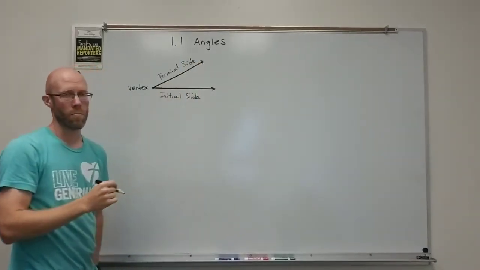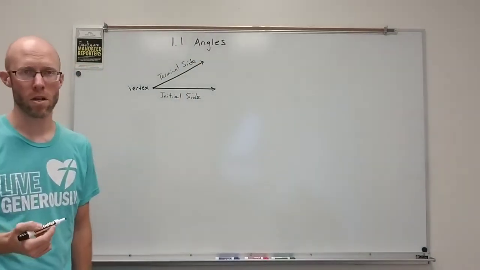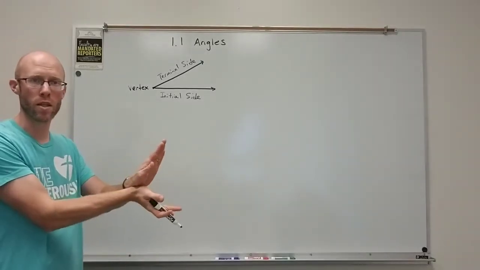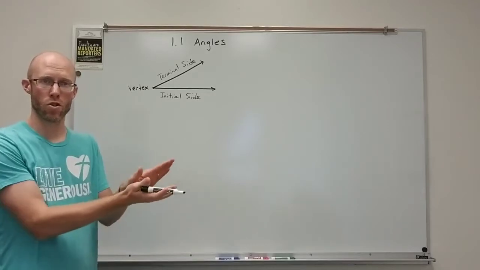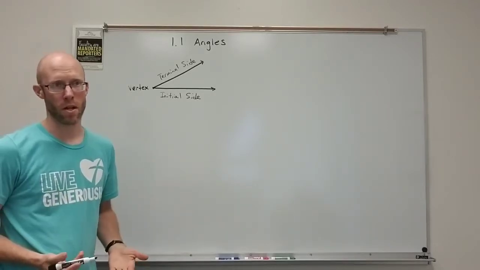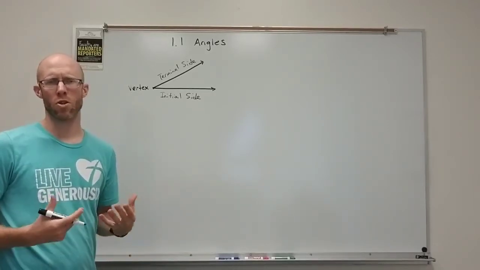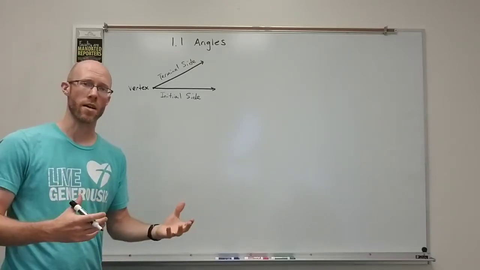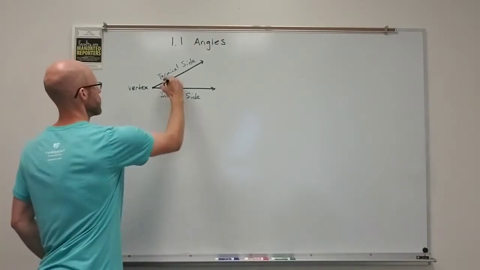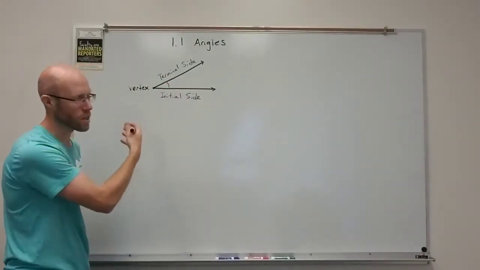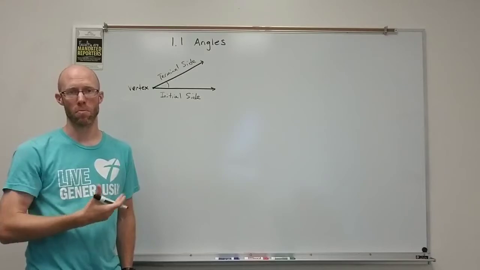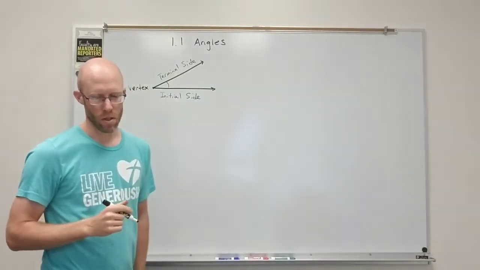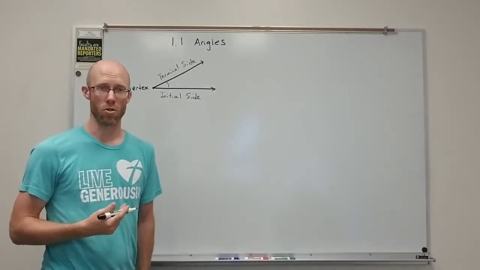Now, angles can be measured. The greater the opening between them, the greater the measurement. The smaller the opening, the smaller the measurement. What we need is some sort of unit to be able to measure these things in, to be able to compare the different sizes. So in between here, there's got to be some sort of unit or measurement. The measurement that we're going to use is called a degree.